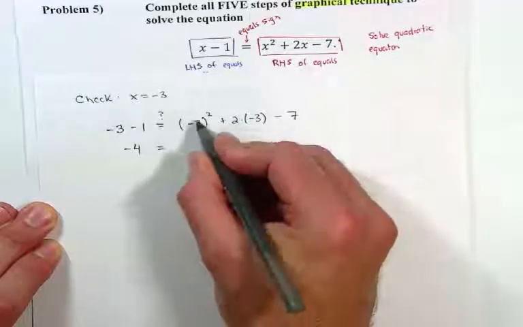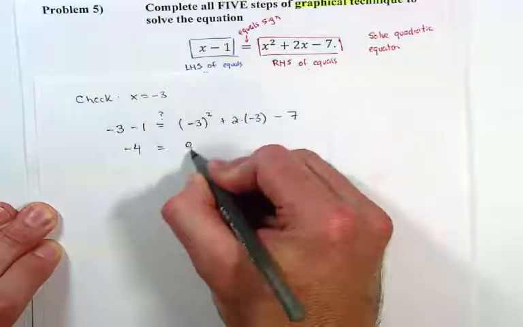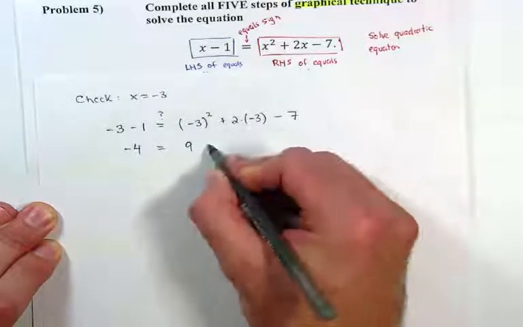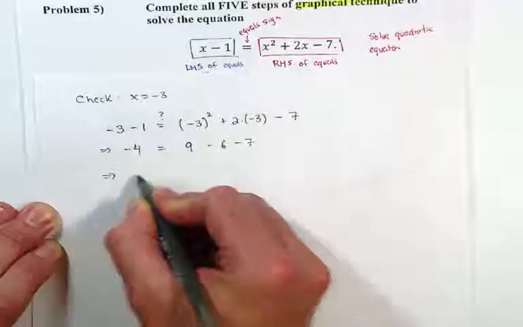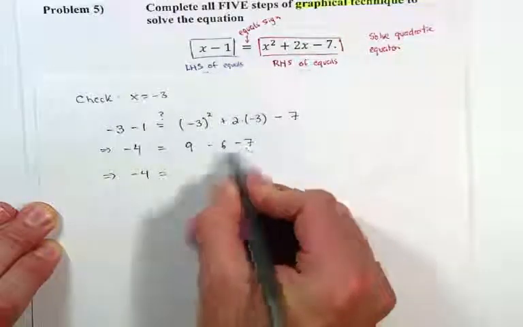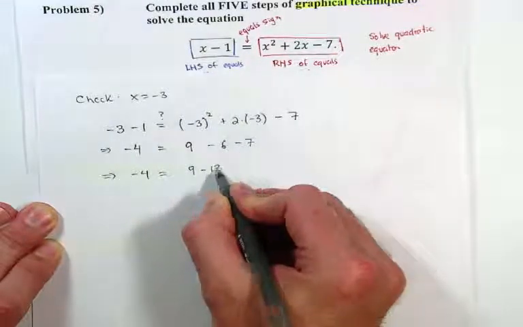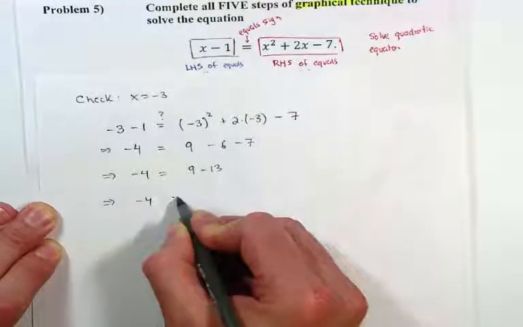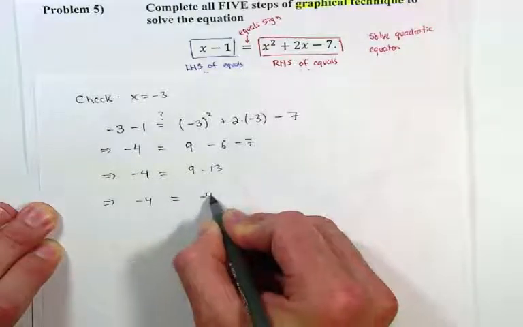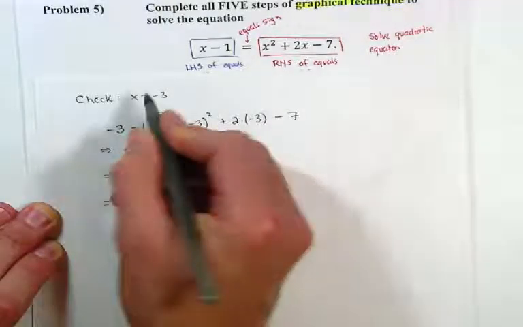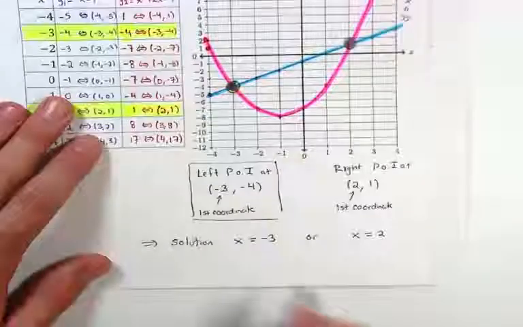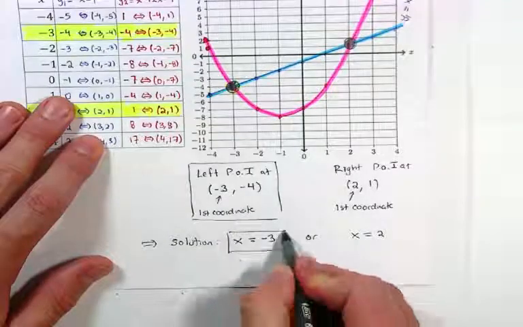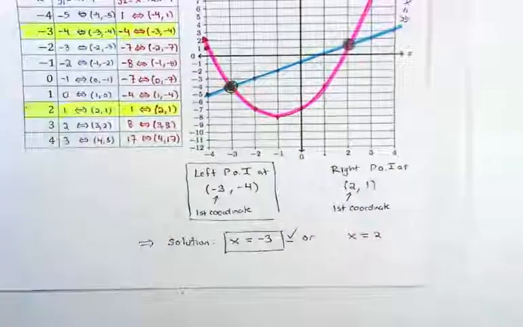-3 squared, that's -3 times -3, that must be 9. 2 times -3 would be -6, minus 7. -6 minus 7 is -13. And indeed, we see that 9 minus 13 is -4. For this value of x, the left-hand side of the equation is equal to the right-hand side of the equation, which says that this is a solution. Let's drop that mic and show them what we got.